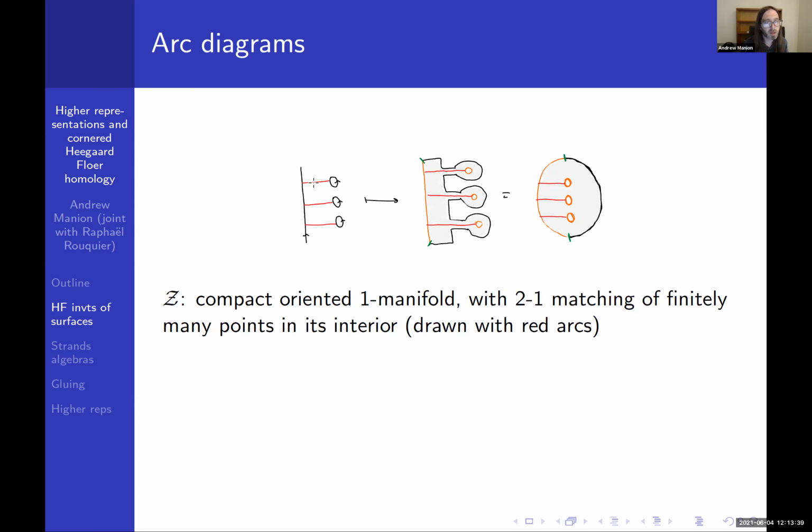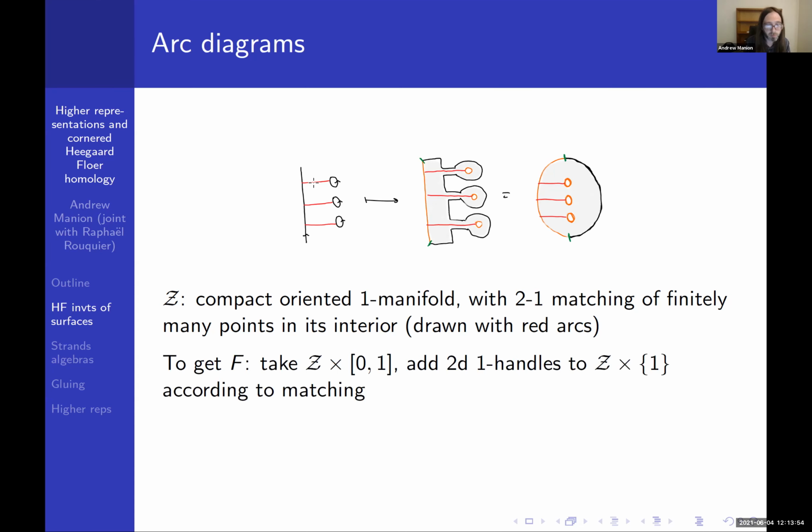So that's an arc diagram. And I'm not going to put any restriction that it has to have no circles, or any other restrictions on it. It has to be degenerate, non-degenerate, none of that. Just anything like this is what I'll call an arc diagram. Okay, and then how does that represent a sutured surface?